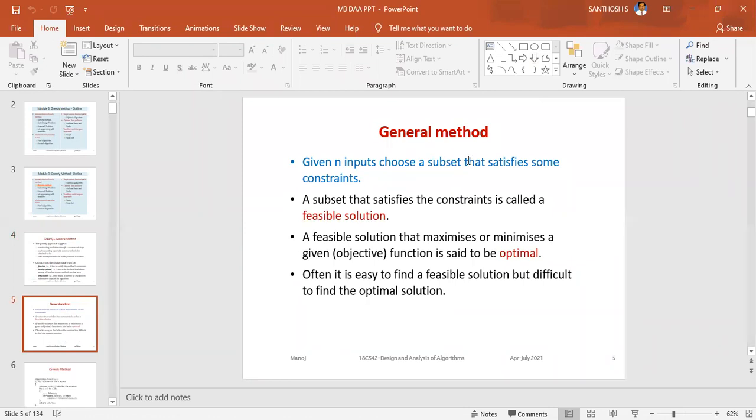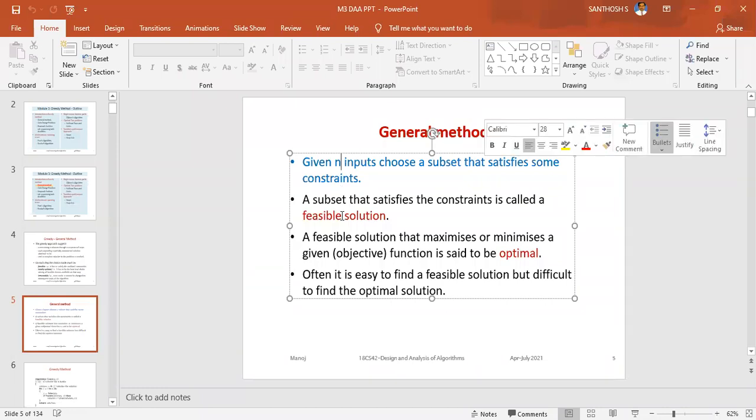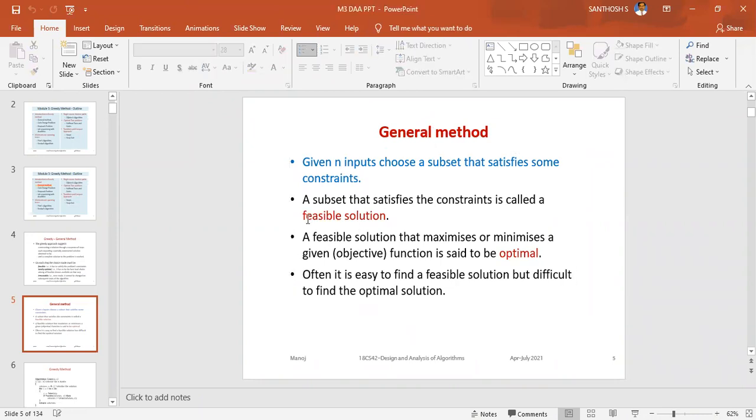That means there is a set of inputs. From that you choose some of the numbers. Suppose n is equal to 10. If n is equal to 10 inputs, choose a subset. The subset can be of size 5, and it should satisfy the constraints. A subset that satisfies the constraint is called a feasible solution.